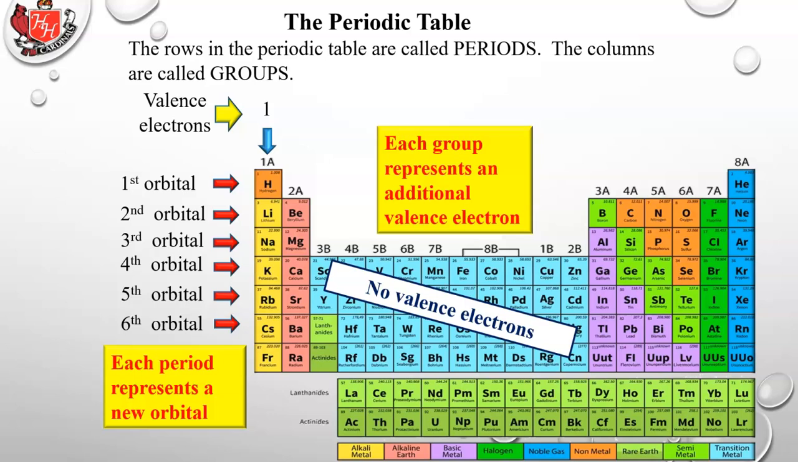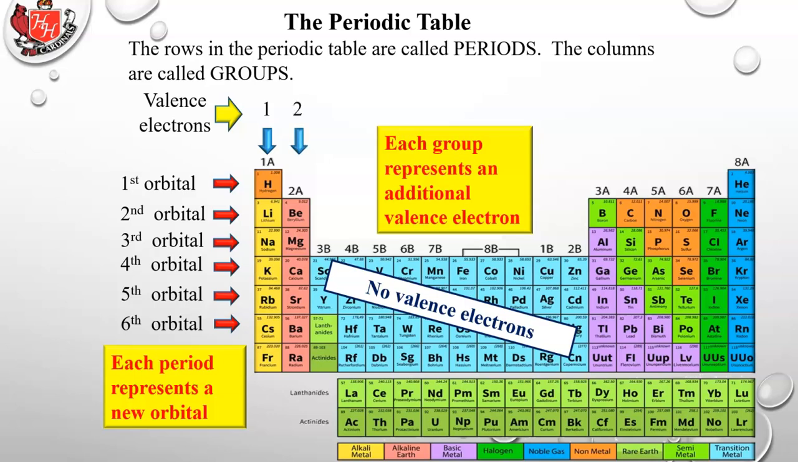Hydrogen, for example, has one orbital, and it has one electron in that orbital. Lithium, if we go down, has two orbitals. So the second orbital is its valence orbital, and it has one valence electron in its valence orbital. If we go down another, you'll see sodium, Na, has three orbitals, and it has one electron in its third orbital, its valence orbital, and so on down.